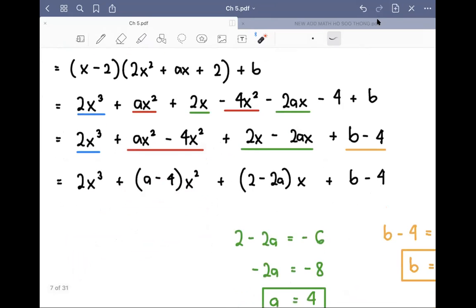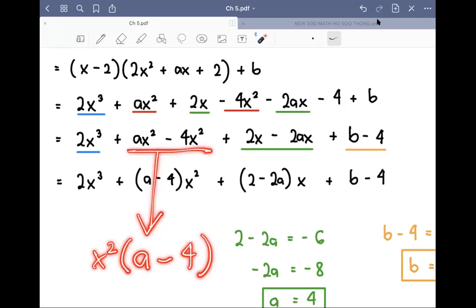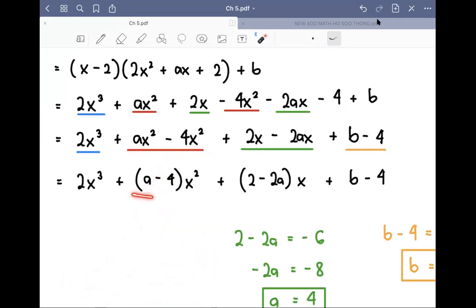So basically, class, you need to factorize this. What is the common term? The common term is x squared, right? And then divide each term by x squared. So we get a minus 4. Okay, so this is how I got the answer. But for this one, since a minus 4 is your coefficient, you should put this in front of x squared. So that's how I got this one.